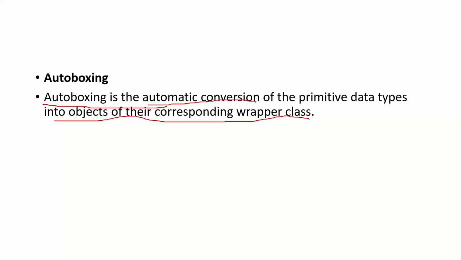So automatically, when you are trying to pass a primitive data type to a class which doesn't accept it as a primitive data type, Java itself, the compiler itself, converts the primitive data type into an object using these wrapper classes. So this is about your wrapper classes, boxing, unboxing, and autoboxing.